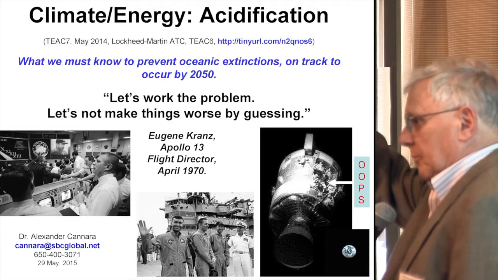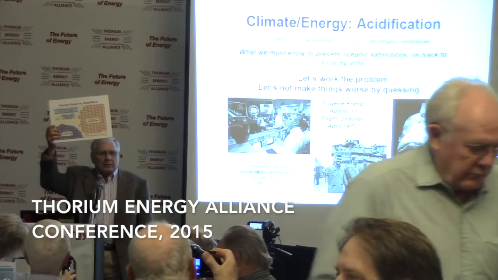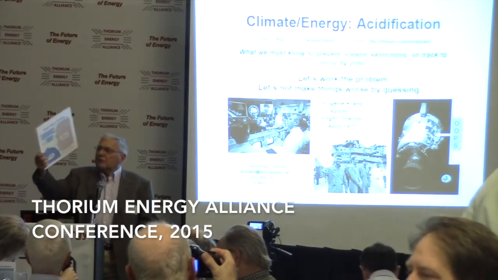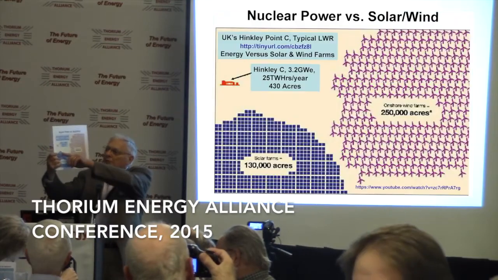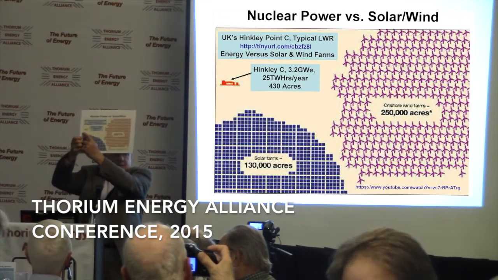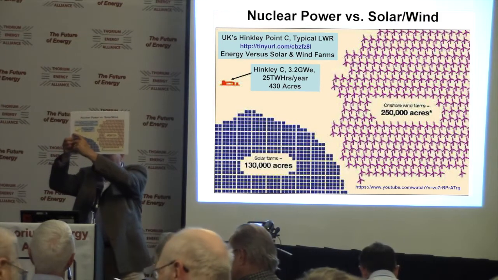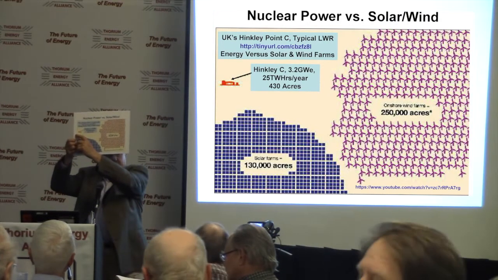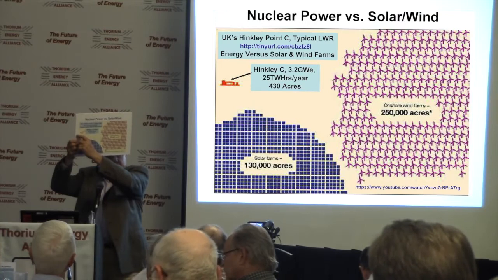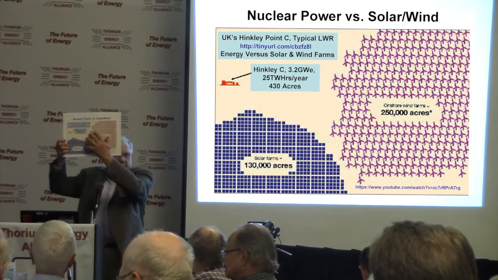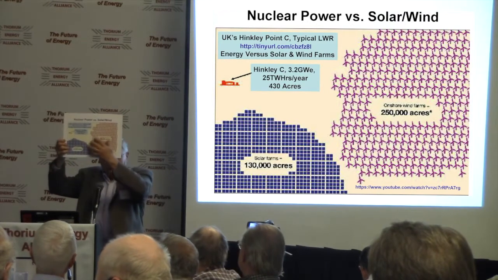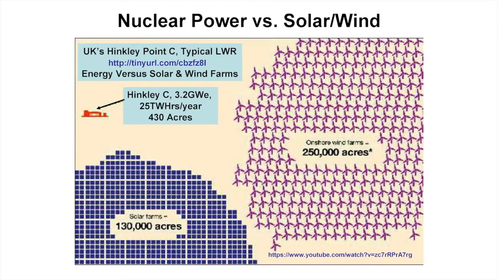This is a bigger poster that we can also send. It shows the Hinkley nuclear plant in England, which is very expensive and has been taking a while to upgrade. That's why it's a tiny dot. This is how much wind you need to make the same amount of energy per year. And this is the amount of 20% solar panel that you need. Now, as solar PV gets better, this can shrink.